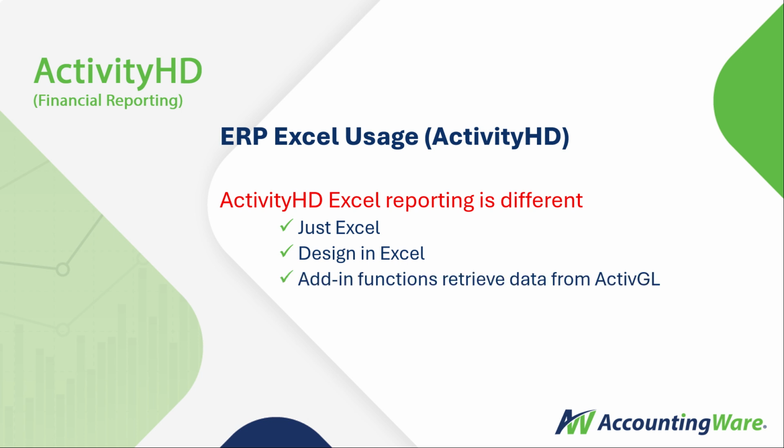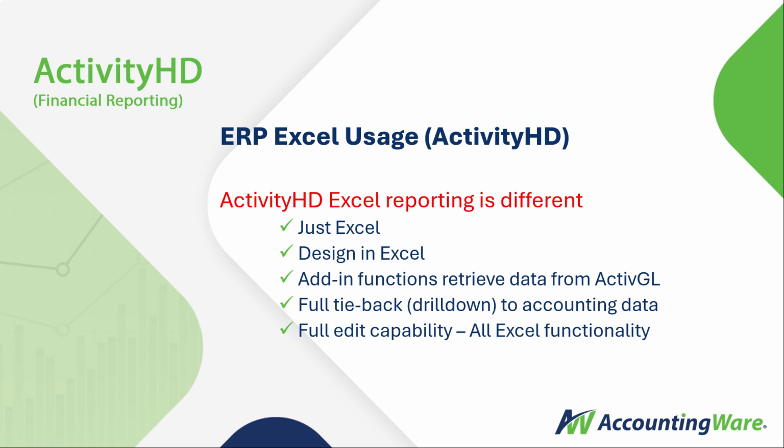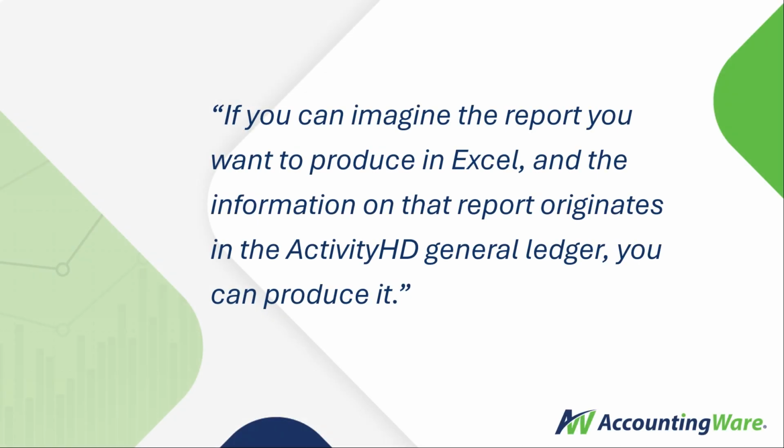ActivityHD adds custom functions to Excel that dynamically pull information from the database, placing it directly into your worksheet. This means you have complete traceability to the underlying accounting data and can investigate any figure with ease. Plus, you retain full editing capabilities. You can add columns, rows, subtotals, graphs, anything, and none of these changes are lost, unlike with our competitors. And remember, if you can imagine a report in Excel and the information is coming out of the ActivityHD General Ledger, you can produce it in ActivityHD.